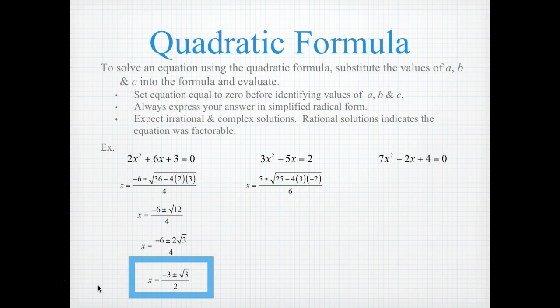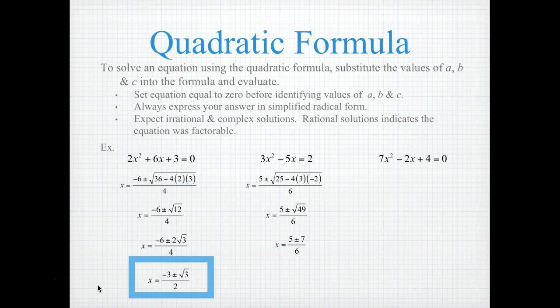Remember, all of our attention goes to the radical, so we take care of the multiplication and then we subtract, or in this case, since we have multiple negatives underneath the radical, they get multiplied and we add. After we complete that, we get 5 plus or minus the square root of 49 over 6. 49 is a perfect square, so as we continue to simplify that radical, we get 5 plus or minus 7 over 6.